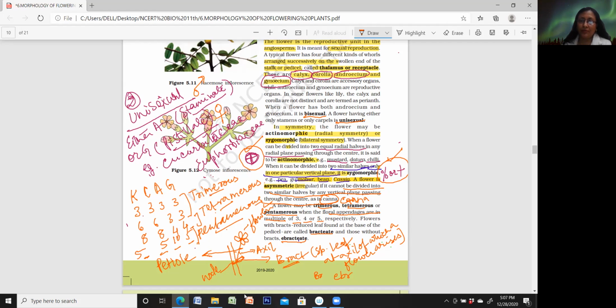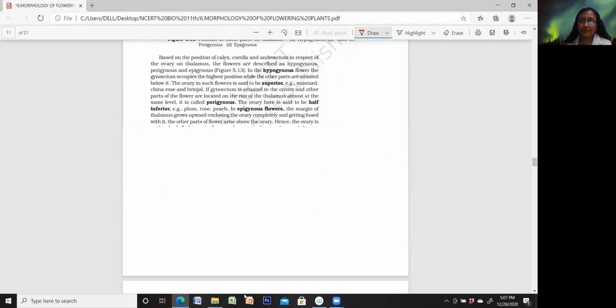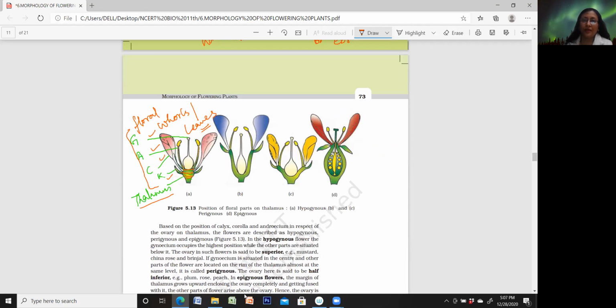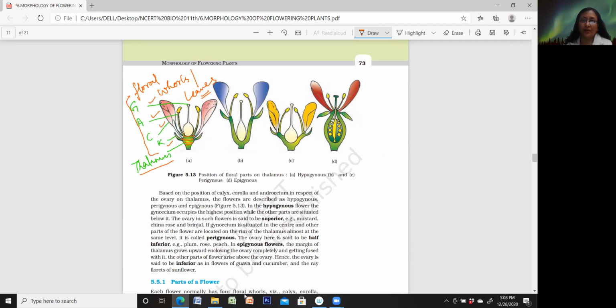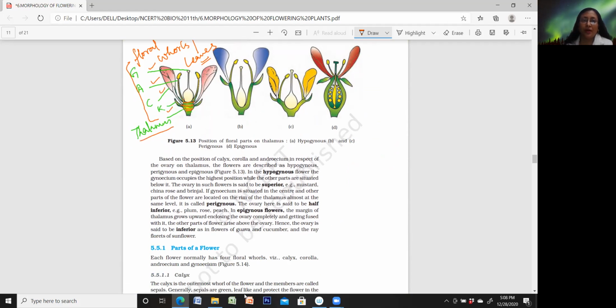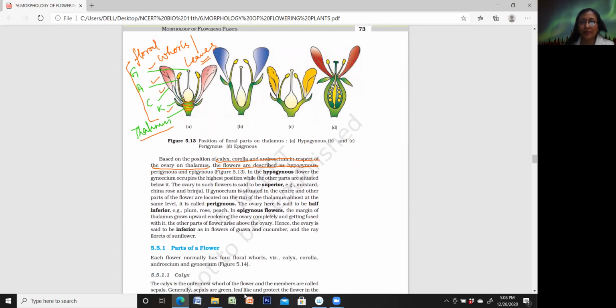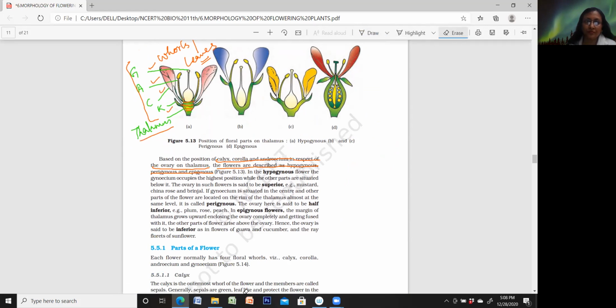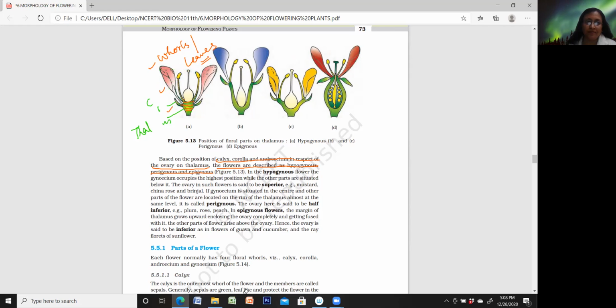So if this is done, we can move on to page 73. And we find that here, based on the position of the calyx, corolla and androecium in respect of the ovary on the thalamus, the flowers are described as hypogynous, perigynous, epigynous. So we are talking of some terms here. Let us understand. Basically, here we are talking about the position of the floral whorls.